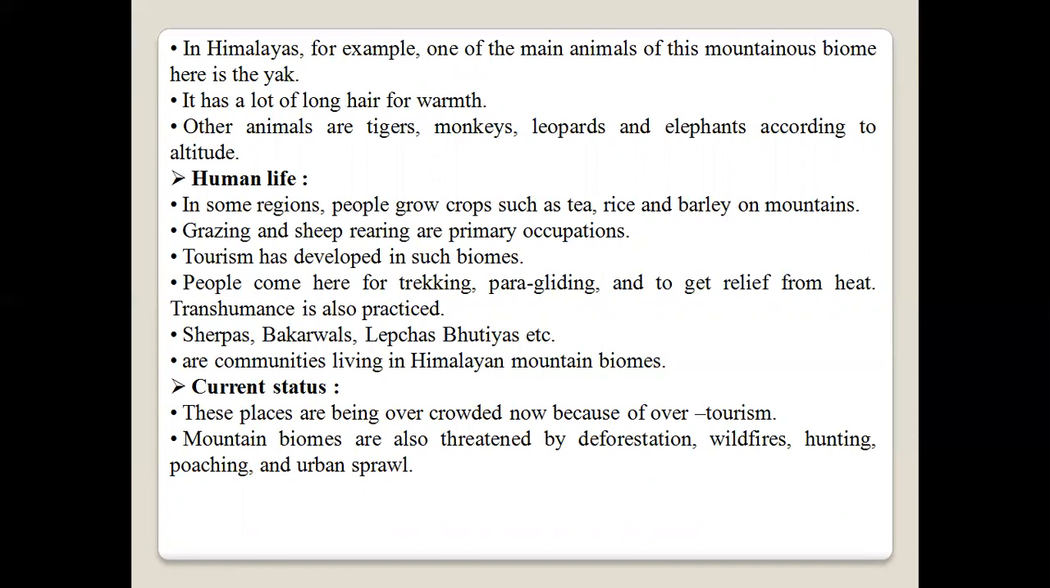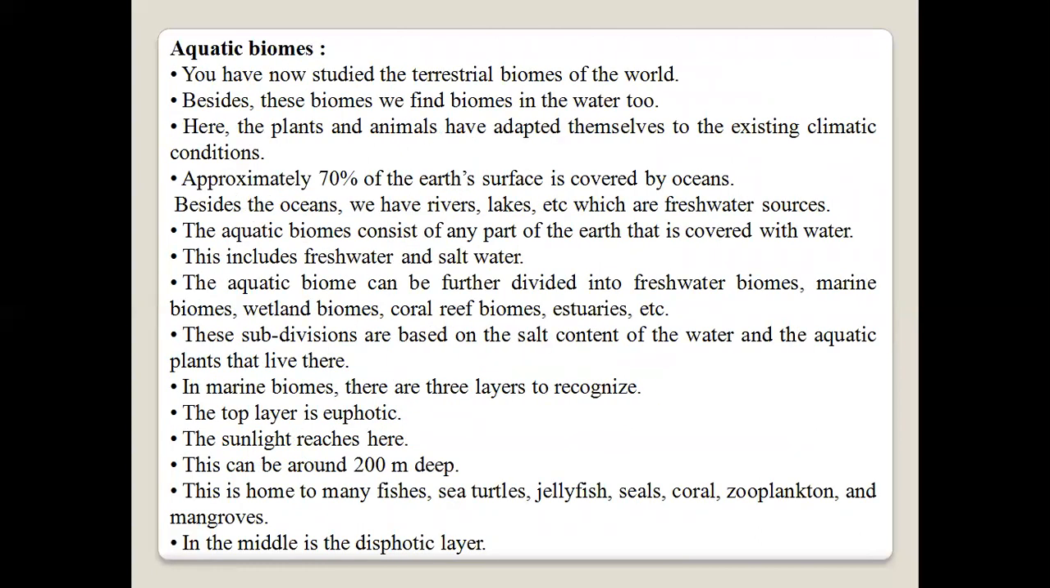Current status: the places are being overcrowded right now because of overtourism. Mountainous biomes are also threatened by deforestation, wildfires, hunting, poaching, and urban sprawl. Next is the aquatic biome. You have now studied the terrestrial biomes of the world. Besides these biomes, we find biomes in the water too. Here, the plants and animals have adapted themselves to existing climatic conditions.